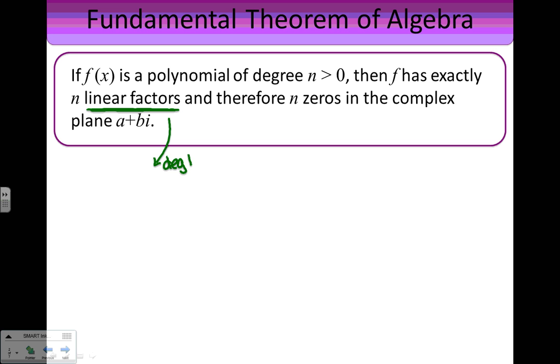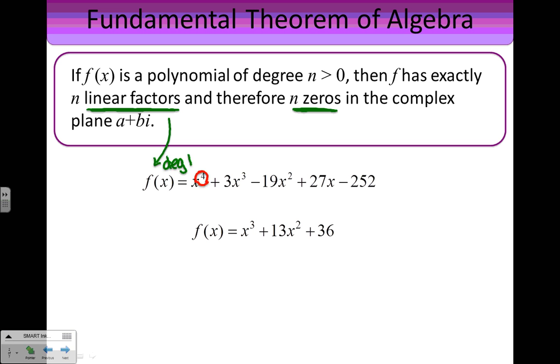And then that means they have n zeros in the complex plane. So you should have as many zeros and as many factors as there are the degree in the polynomial. So for example, if I had f of x equals x to the 4th plus 3x cubed minus 19x squared plus 27x minus 252, this polynomial has a degree of 4, which means when I factor it, there's going to be 4 linear factors, and that means I'm going to have 4 complex zeros, whether they're real or imaginary.